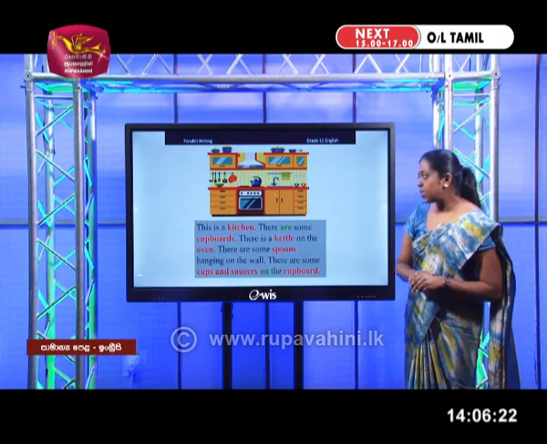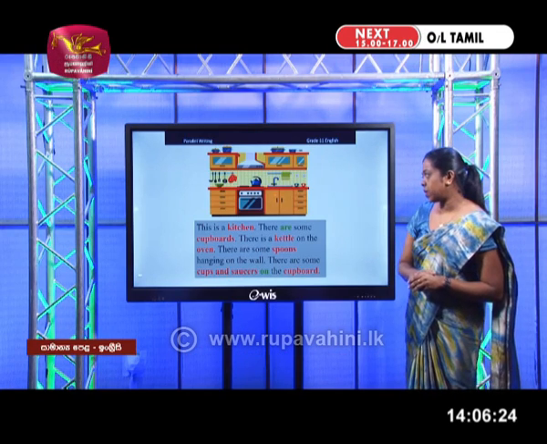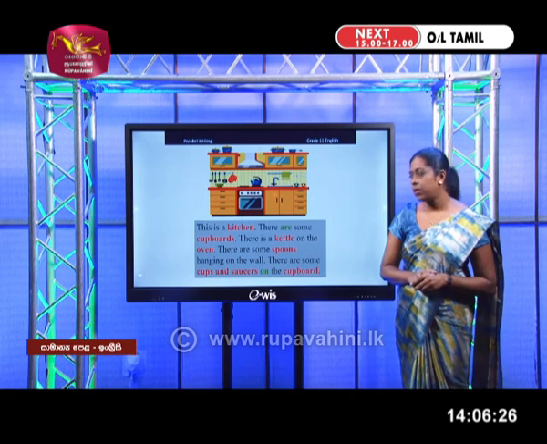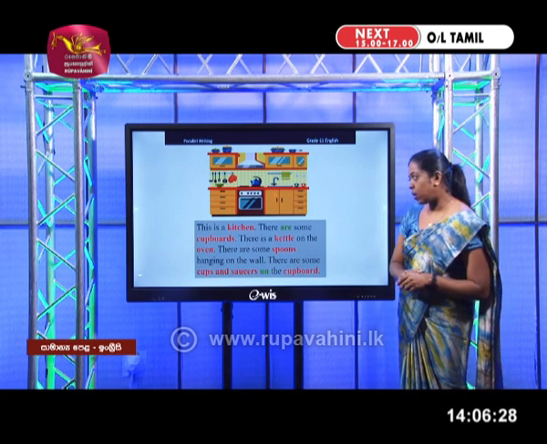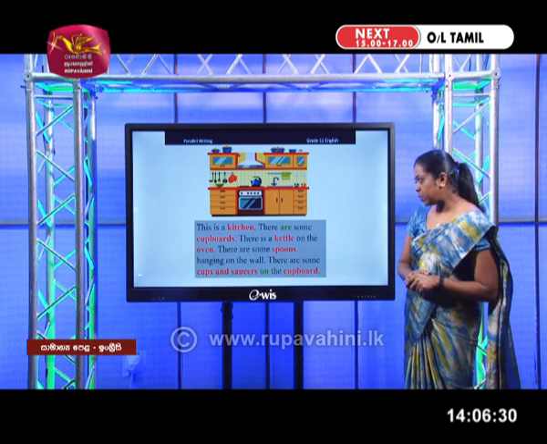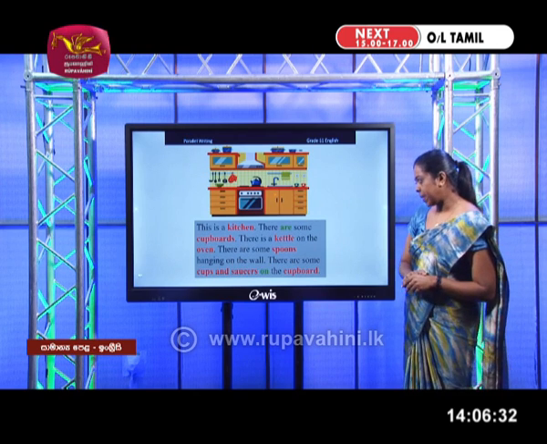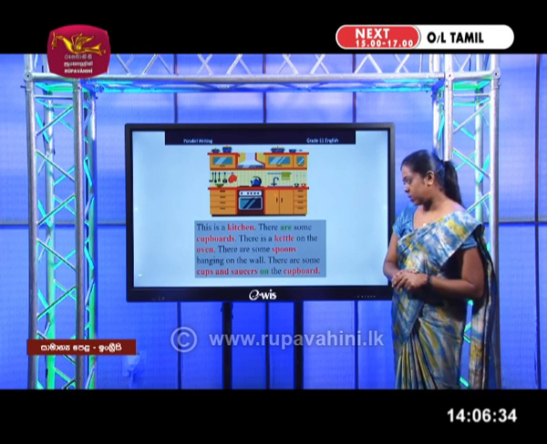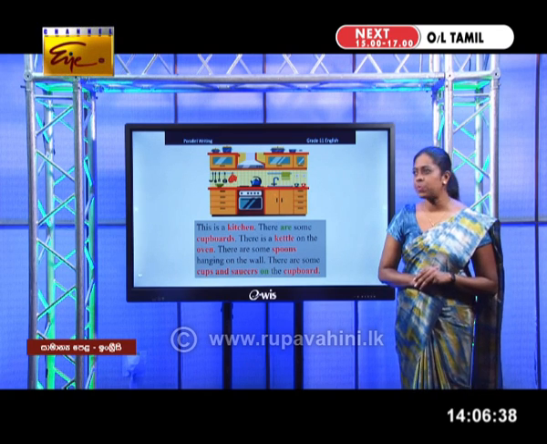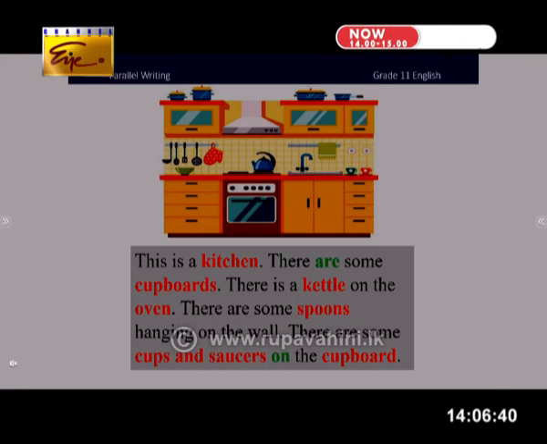Right? This is a kitchen. There are some cupboards. There is a kettle on the oven. There are some spoons hanging on the wall. There are some cups and saucers on the cupboard. This is a simple description of this picture.